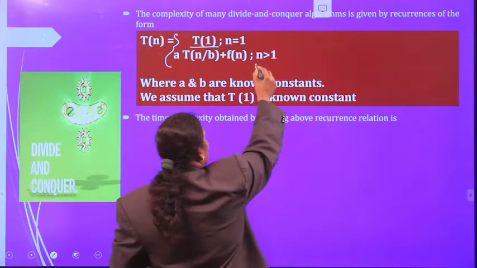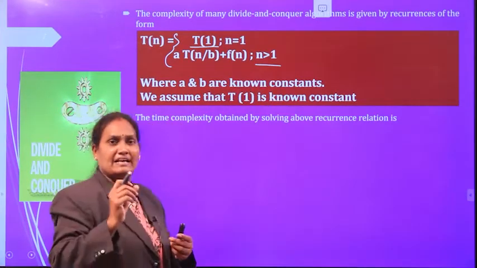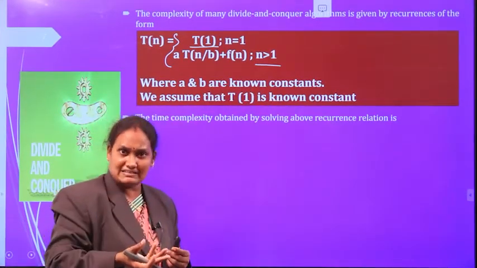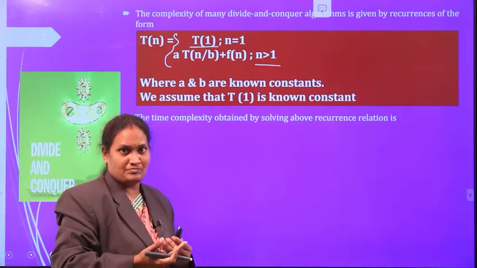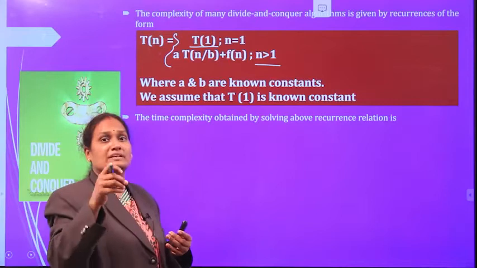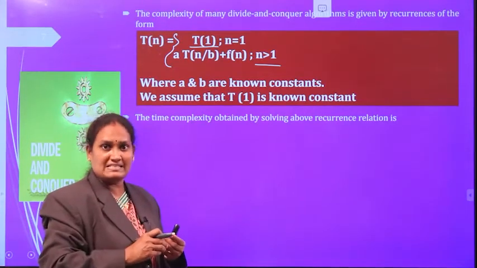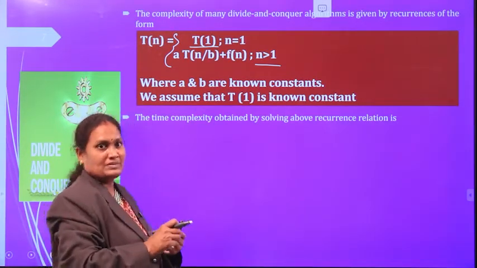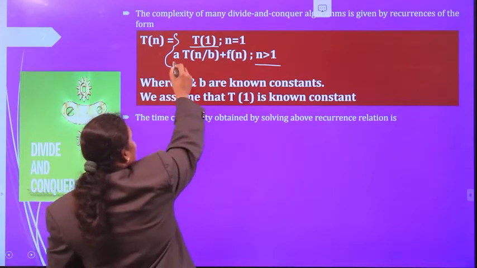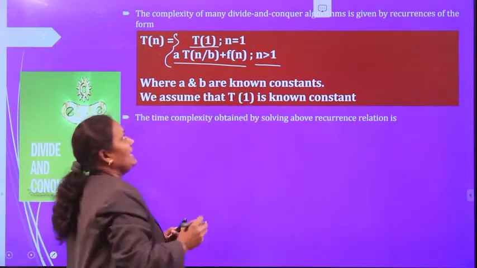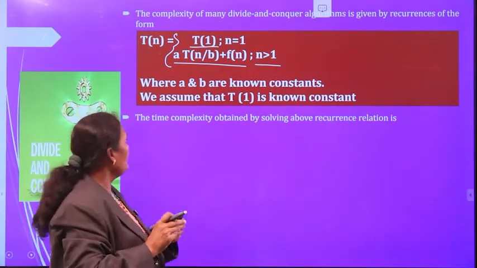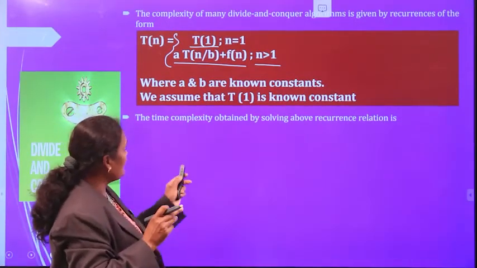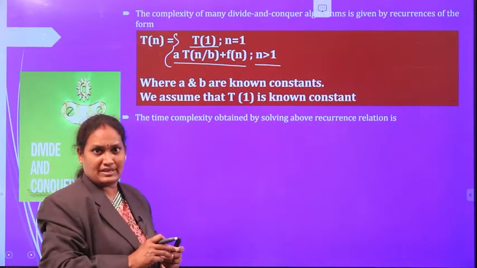Now, when n is greater than 1, that is, input size is greater than 1, that is, here we have been given a complex problem. In that case, we are going to divide the problem. So, in that case, the time complexity can be represented as A into T of n by B plus F of n. Here, what is that A, what is that B, and what is that F of n?